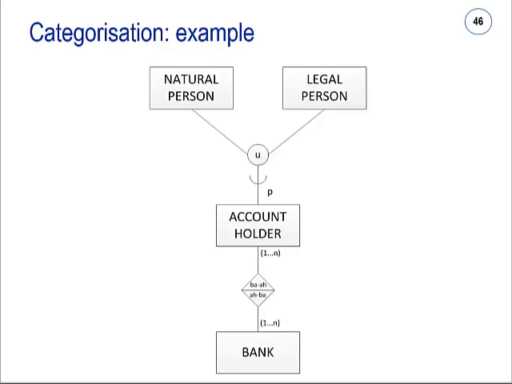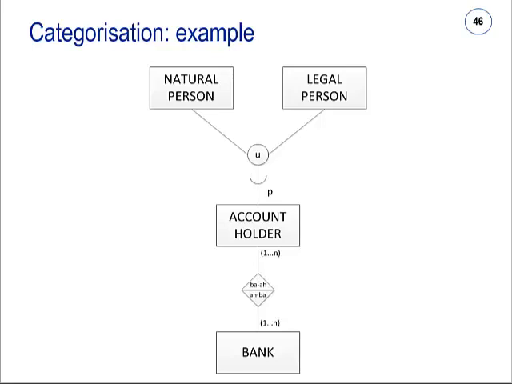Note, however, that the categorization can also be total. In our case, the categorization is partial. You can see the P there on the plot, which refers to the fact that the categorization is partial. So as I said earlier, you can have natural persons that are non-account holders and legal persons that are non-account holders. If, however, the categorization would be total, it would imply that all natural persons are account holders and all legal persons are account holders.